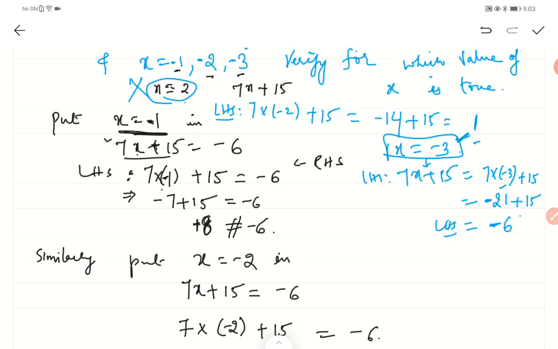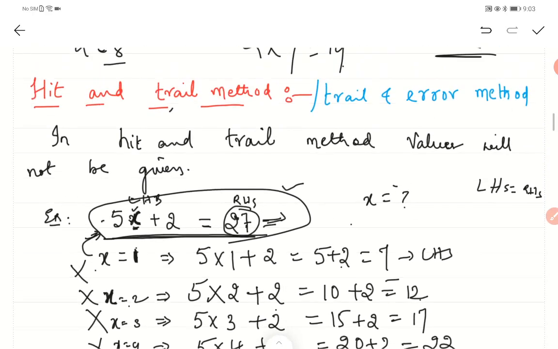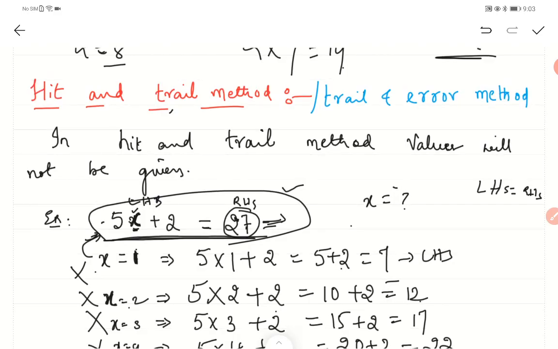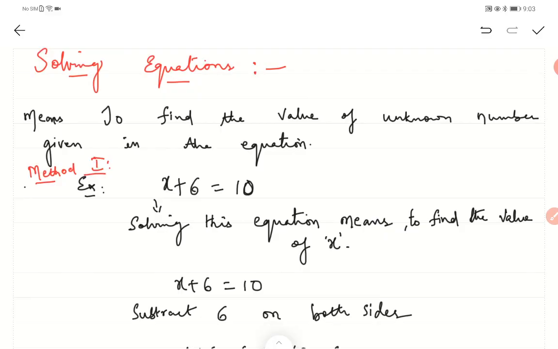For which particular value of x it will be true, you need to verify it. Now today what we are going to see is, you will not go for the hit and trial method, or your values of x are not given. So you are going to solve the equations by yourself directly. Solving an equation means you need to find the value of the unknown variable. It may not only be x, it may be a, it may be y or anything, whichever variable is given in your question. We are going to find the value of that particular variable.